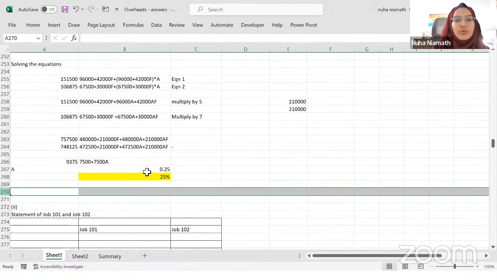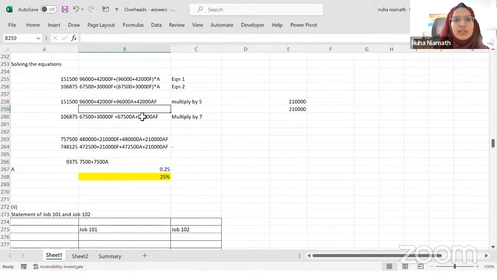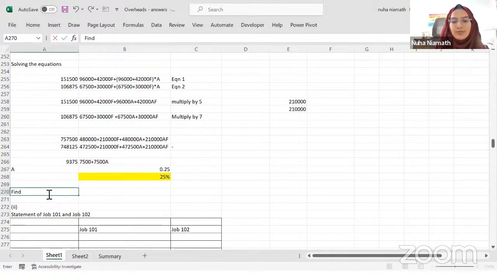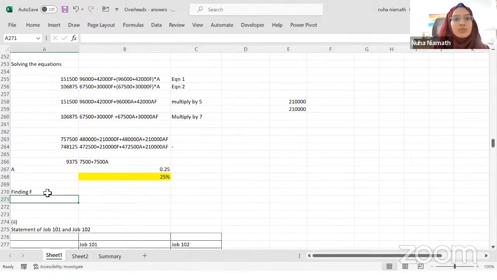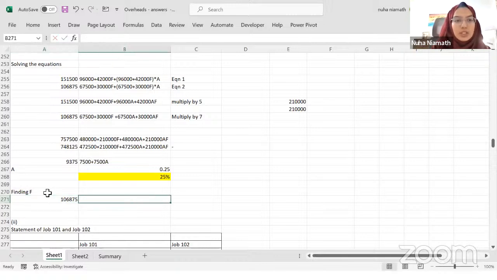So let's put 0.25 in any of the equations. Let's take this equation, for example. So putting the equation and finding F. So that will become 106,875 is equal to 67,500 plus, please repeat that. Which part, Khatija? Can you let me know which part exactly?